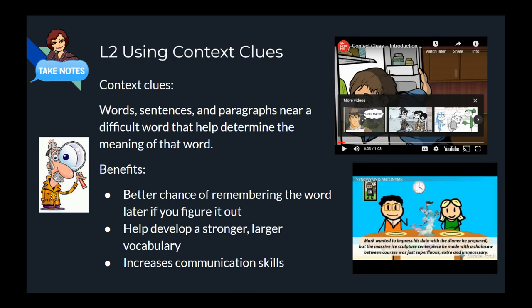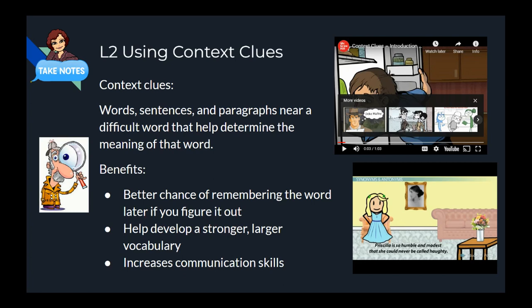Here's our first one. Mark wanted to impress his date with the dinner he prepared. But the massive ice sculpture centerpiece he made with a chainsaw between courses was just superfluous, extra, and unnecessary. Wow, Mark, A for effort. But what does superfluous mean? There are two synonyms right there, extra and unnecessary. And guess what? That's the meaning of superfluous.